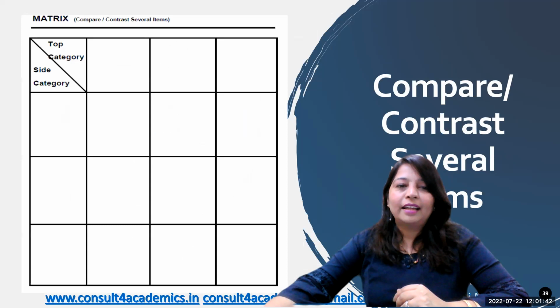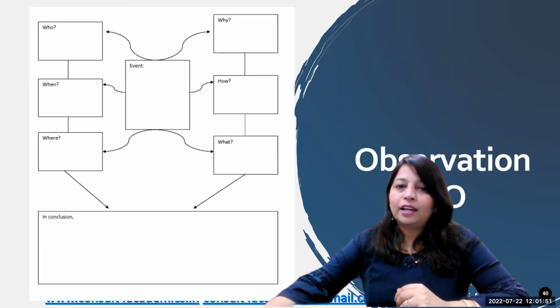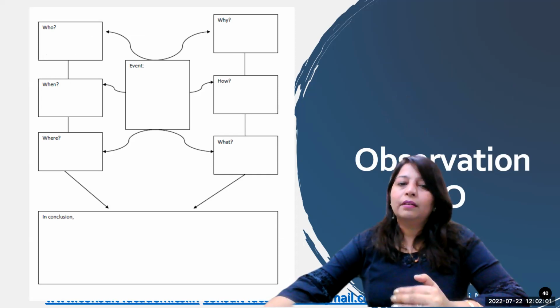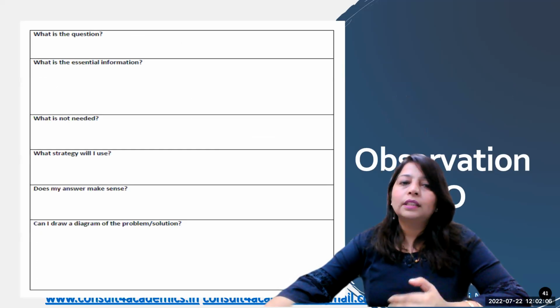And now this is a matrix, to compare and contrast several items if they want to compare and contrast at the same time. So they can use that kind of matrix. And this is another strategy where they'll be able to write 5 W's related to a particular topic, particular event, and then they'll be able to conclude. Now, what's the question? What's the essential information?